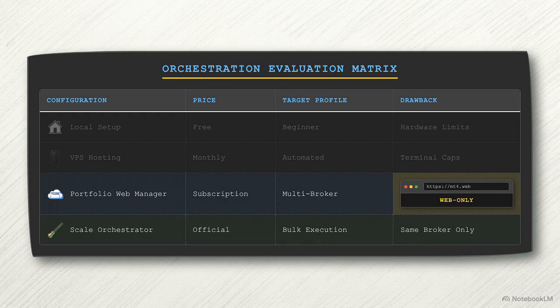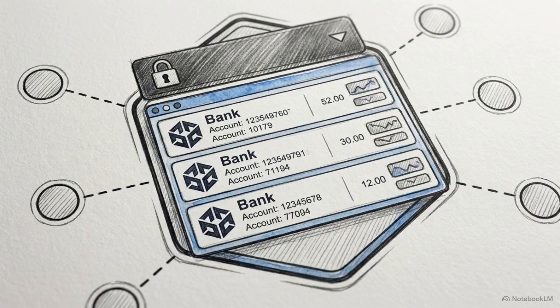Returning to our matrix, the third row is the Portfolio Web Manager, using cloud browsers like send.win for isolated profiles. This prevents session conflicts, but restricts you to the web version of MT4. Our final entry is the Scale Orchestrator, using official multi-terminal tools. Multi-terminal allows executing trades simultaneously across dozens of connected accounts with one click. The problem is it's hard locked to a single broker.